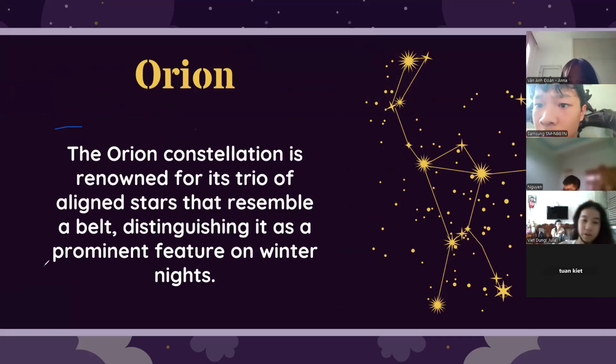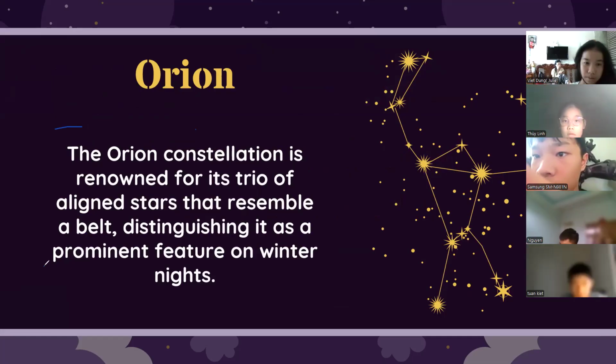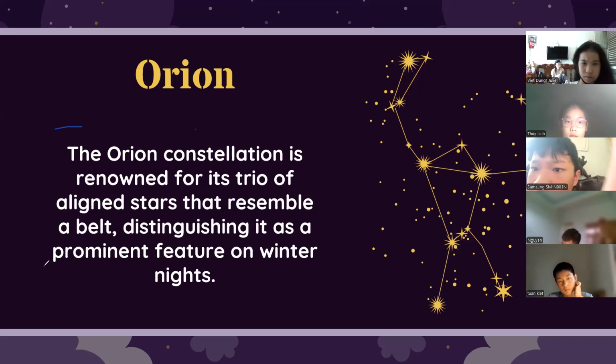The Orion constellation is renowned for its trio of stars that resemble a belt, distinguishing it as a prominent feature of winter nights. Winter nights, not feathers. Okay.